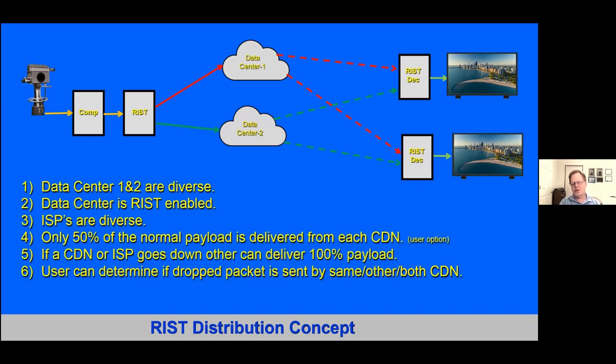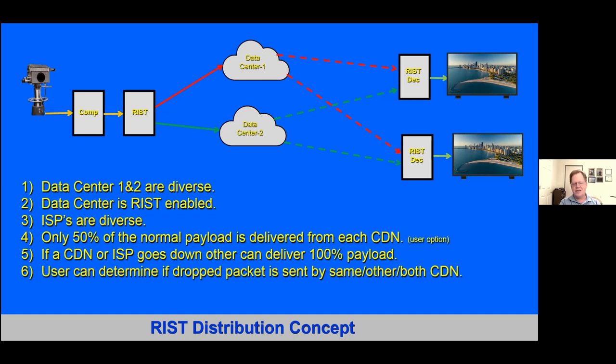Centers 1 and 2 would be diverse. Data centers would have to be RIST enabled. You could use diverse ISPs to avoid any single point of failure. You can also do load balancing, so you're not totally doubling up on your data. So you're load balancing at 50%.